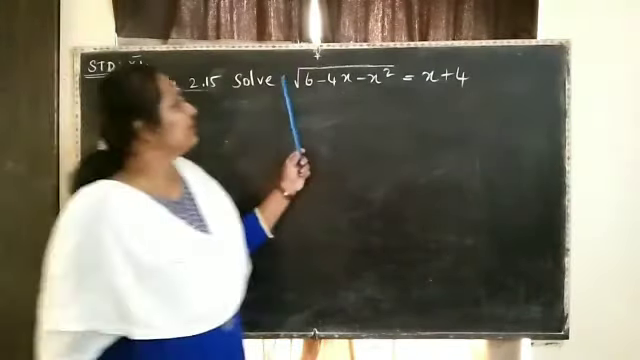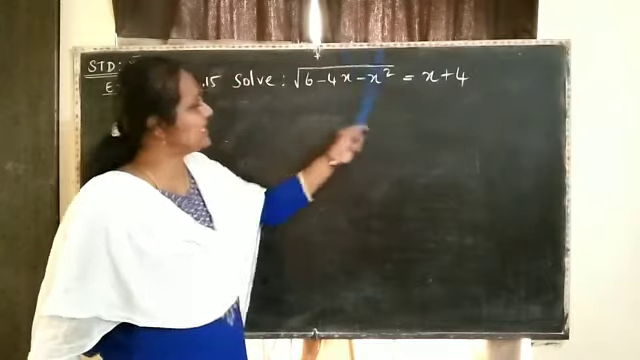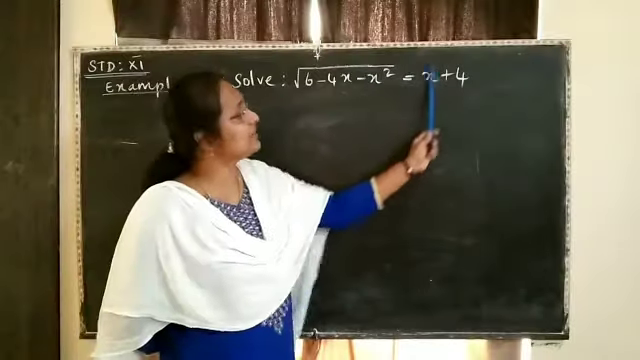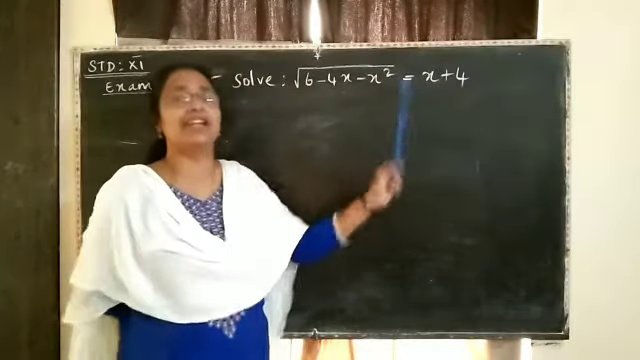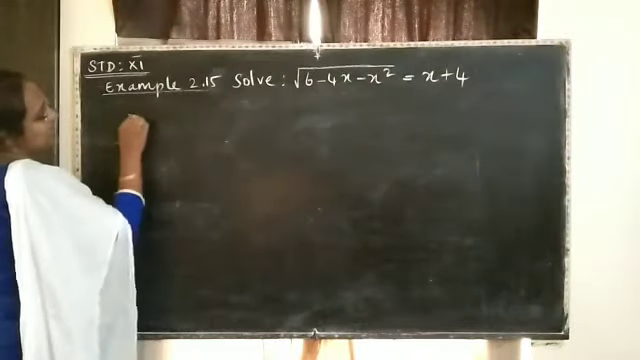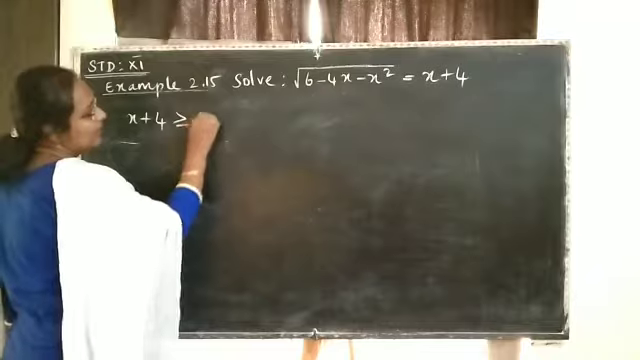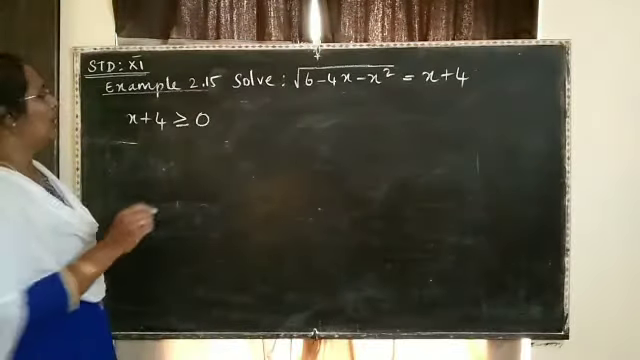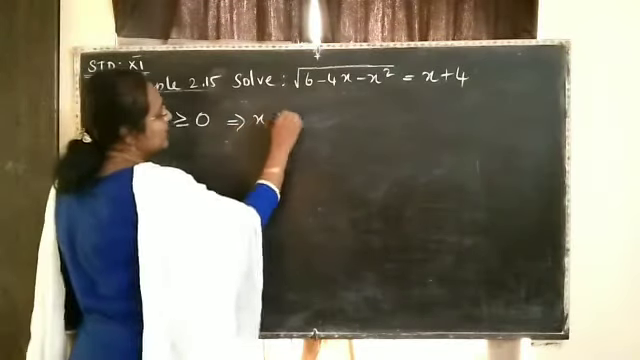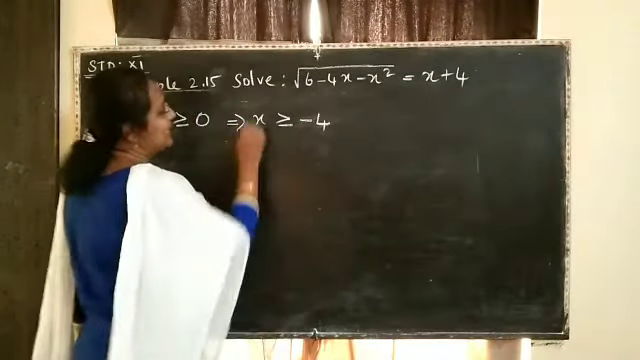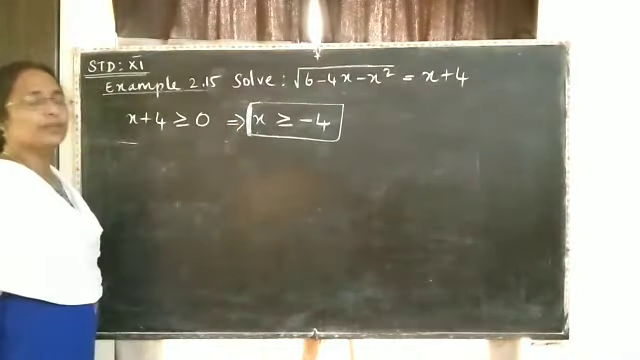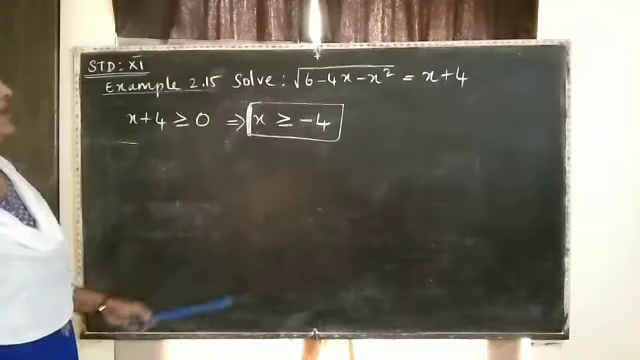Okay. So now, if the number on the LHS is greater than or equal to 0, automatically the number on the right hand side will also be greater than or equal to 0. You agree with that? Yes. Now, so x plus 4 is greater than or equal to 0. Yes or no? Yes? Okay. Then if x plus 4 is greater than or equal to 0, this implies x will be greater than or equal to minus 4. Do you agree with this? So the condition is x greater than or equal to minus 4.